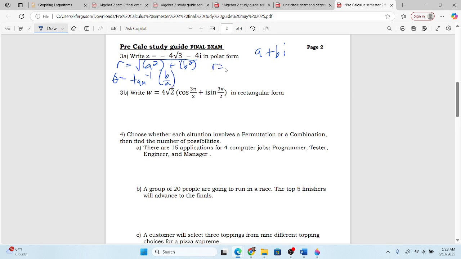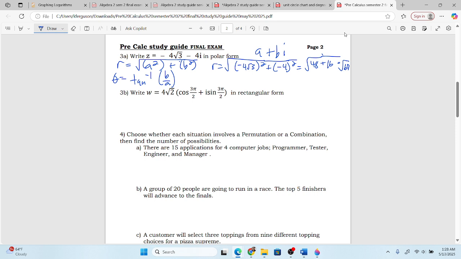So r equals the square root of negative 4 square root of 3 squared plus negative 4 squared. So negative 4 square root of 3, well, 4 to the second power is 16, and the square root of 3 to the second power is 3. So 3 times 16 is 48, plus 4 squared, that's what, 16. And then that's going to be the square root of 64.